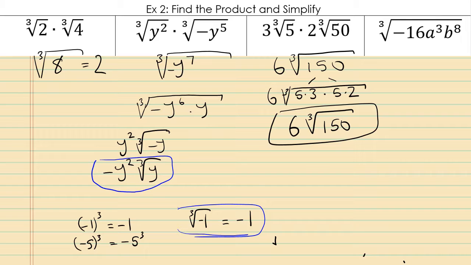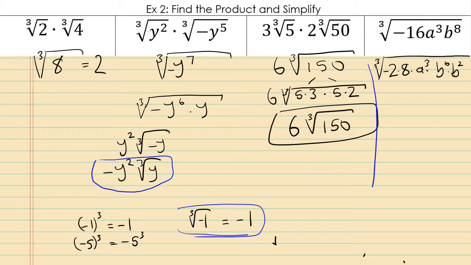Let's look at the next one. It has both numbers, a negative, and variables to take care of. Let's factor out everything first as much as possible to see if there are any perfect cubes. Here's my cube root of negative 2 times 8 times a cubed times b to the 6th power times b squared. I separate the b to the 8th power into 2 factors where one of them is a perfect cube.